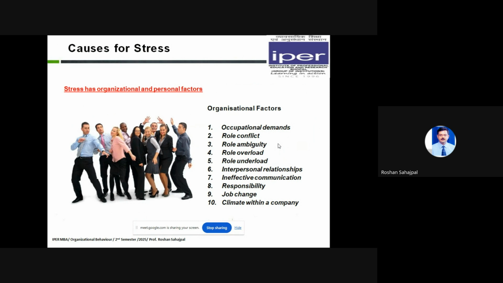This is called work overload or role underload. Suppose you are not given work, so you will feel कि अरे क्या हो रहा है? That will also lead to stress.